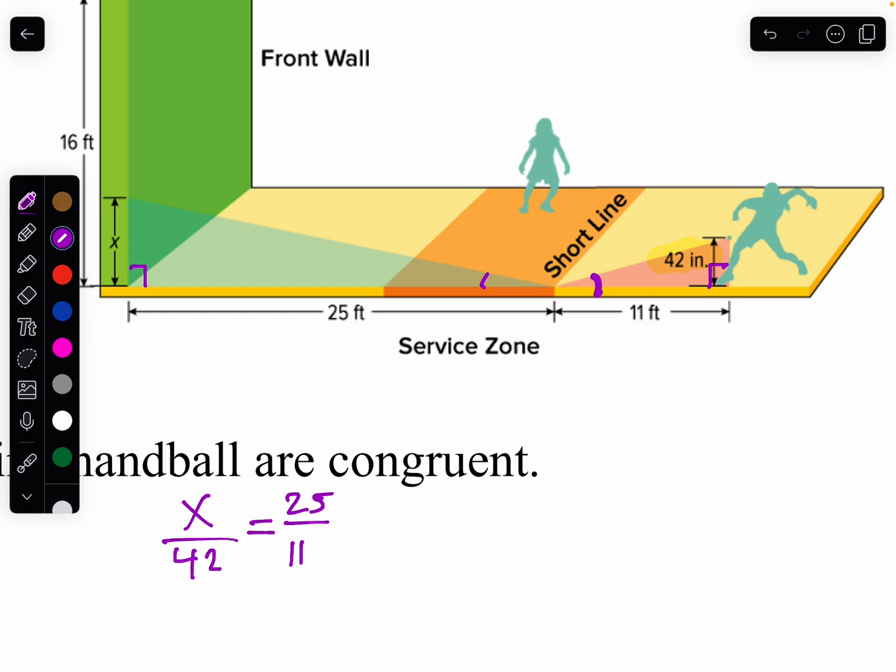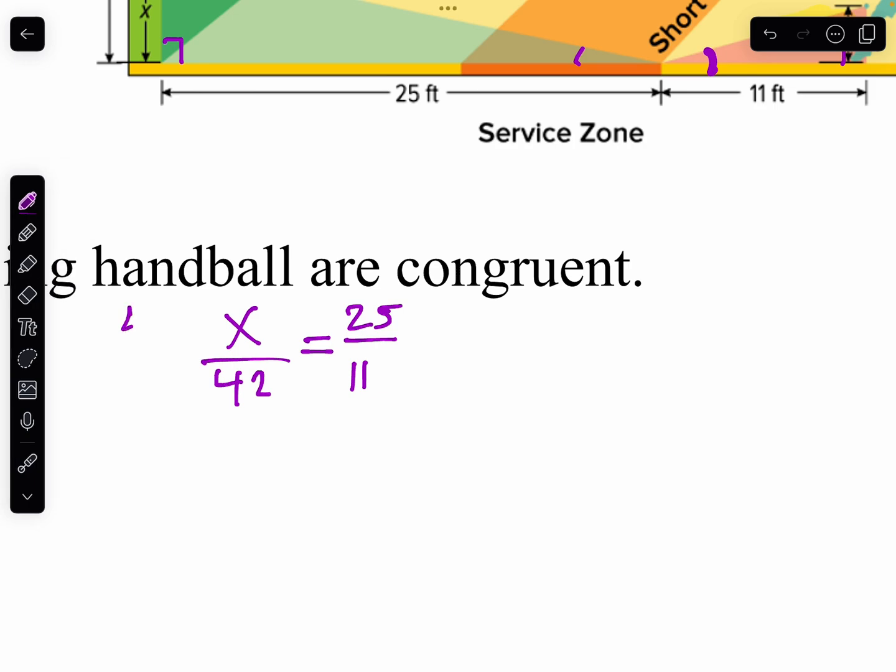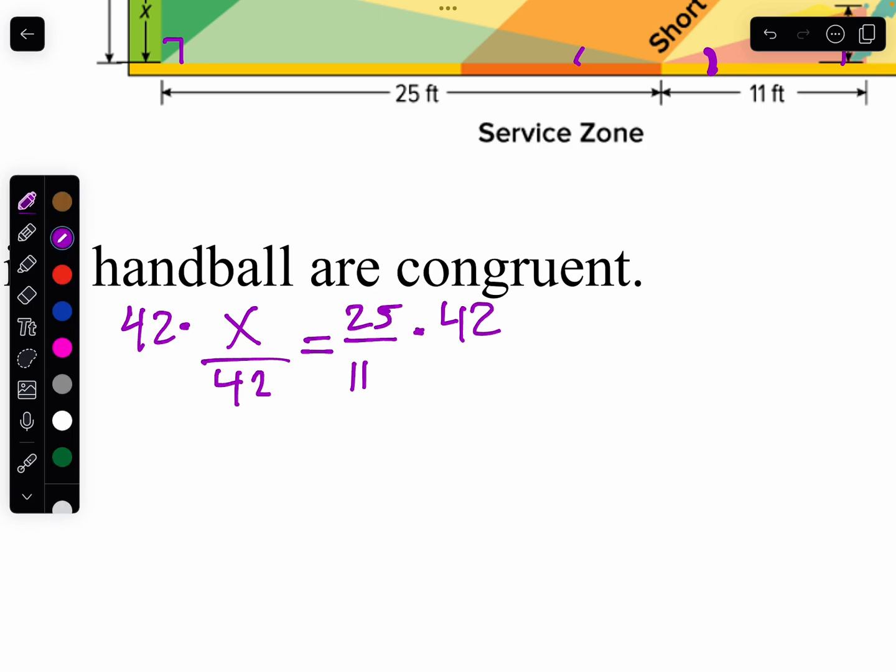And then what I want to do is solve that. Now, unlike the other problems, nothing reduces here, does it? So I'm just going to solve this proportion. I'm going to multiply both sides by 42 because we want to reduce. And so the left side, I'm just going to find my answer, x. And then we're going to take 25 times 42. We're going to divide that by 11. It's like 42 over 1 if you want. So it's 95.5, we'll say.